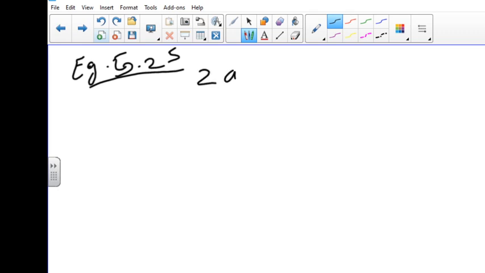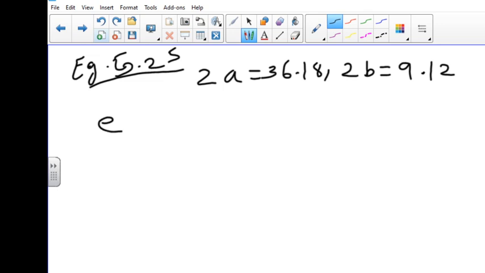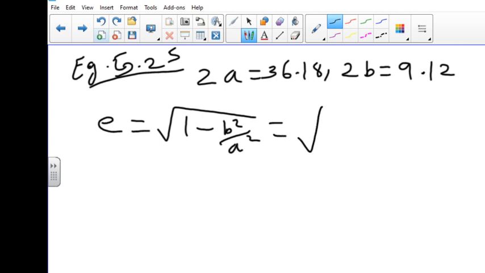So it's given 2a is equal to 36.18 and 2b is equal to 9.12. So 2a is the length of the major axis and 2b is the length of the minor axis. Here it's asked to find the eccentricity. So eccentricity e is equal to root of 1 minus b square by a square. This can be taken as root of a square minus b square by a square.